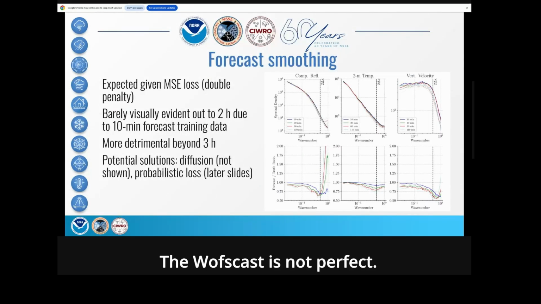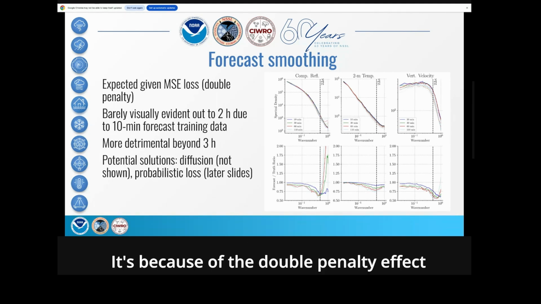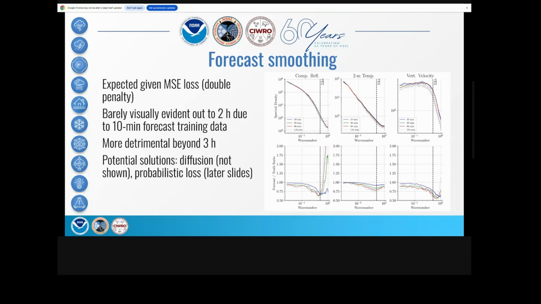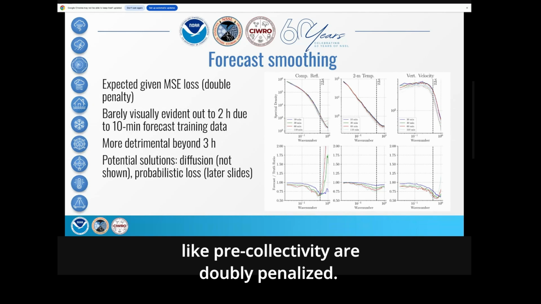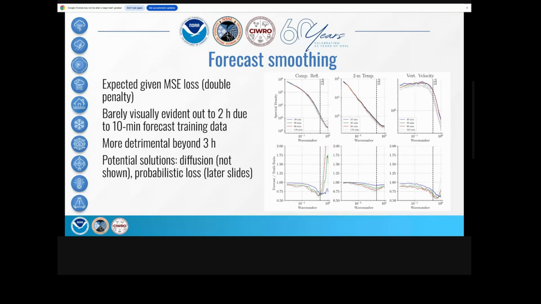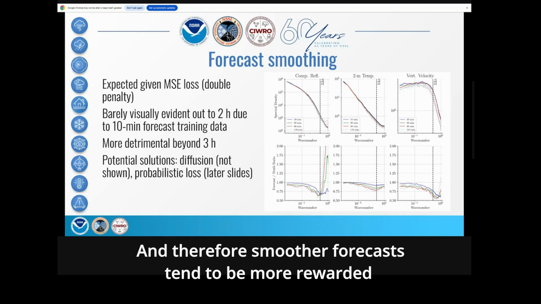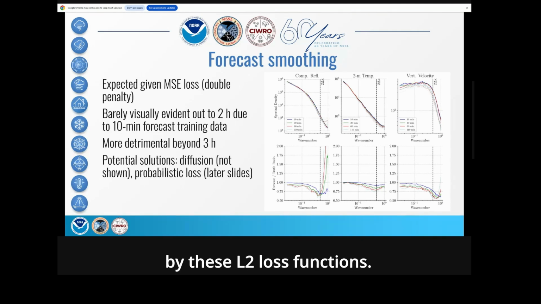The WoFSCast is not perfect. It suffers the same forecast smoothing that all other emulators do that are trained with MSE loss. And this is well understood. It's because of the double penalty effect, where small phase errors, especially in highly intermittent fields like reflectivity, are doubly penalized, and therefore smoother forecasts tend to be more rewarded by these L2 loss functions. And so we do see that with WoFSCast.